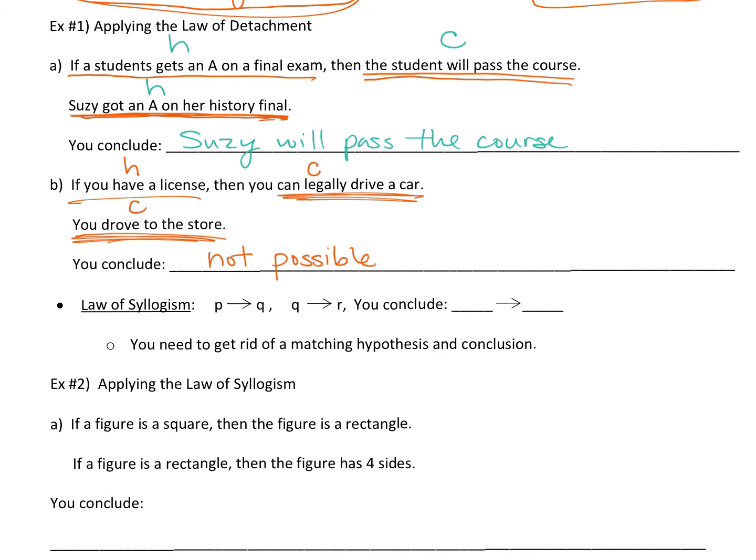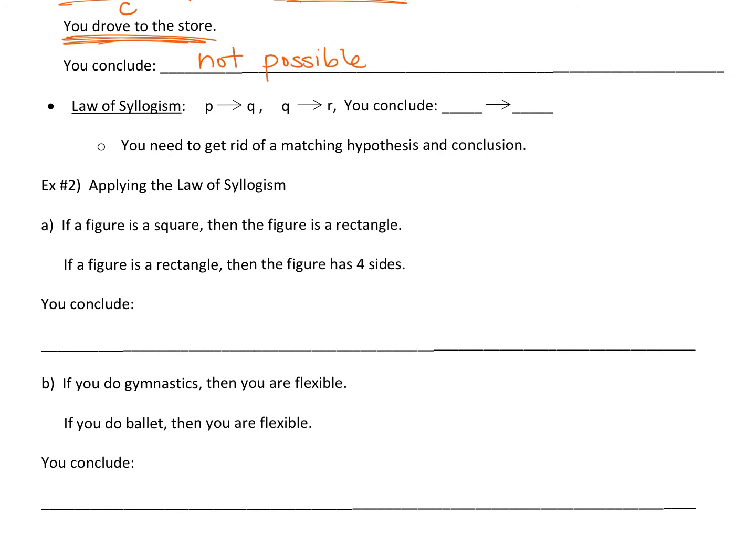Okay. Law of Syllogism. This one is slightly different, okay? Law of Syllogism now does this. You take your statements. You're going to have two conditionals now, two if-then statements, okay? Notice with Law of Detachment, there was only one if-then statement, and your answer is not an if-then statement. In Law of Syllogism, you get two if-then statements, and you make a new if-then statement if you can, okay?